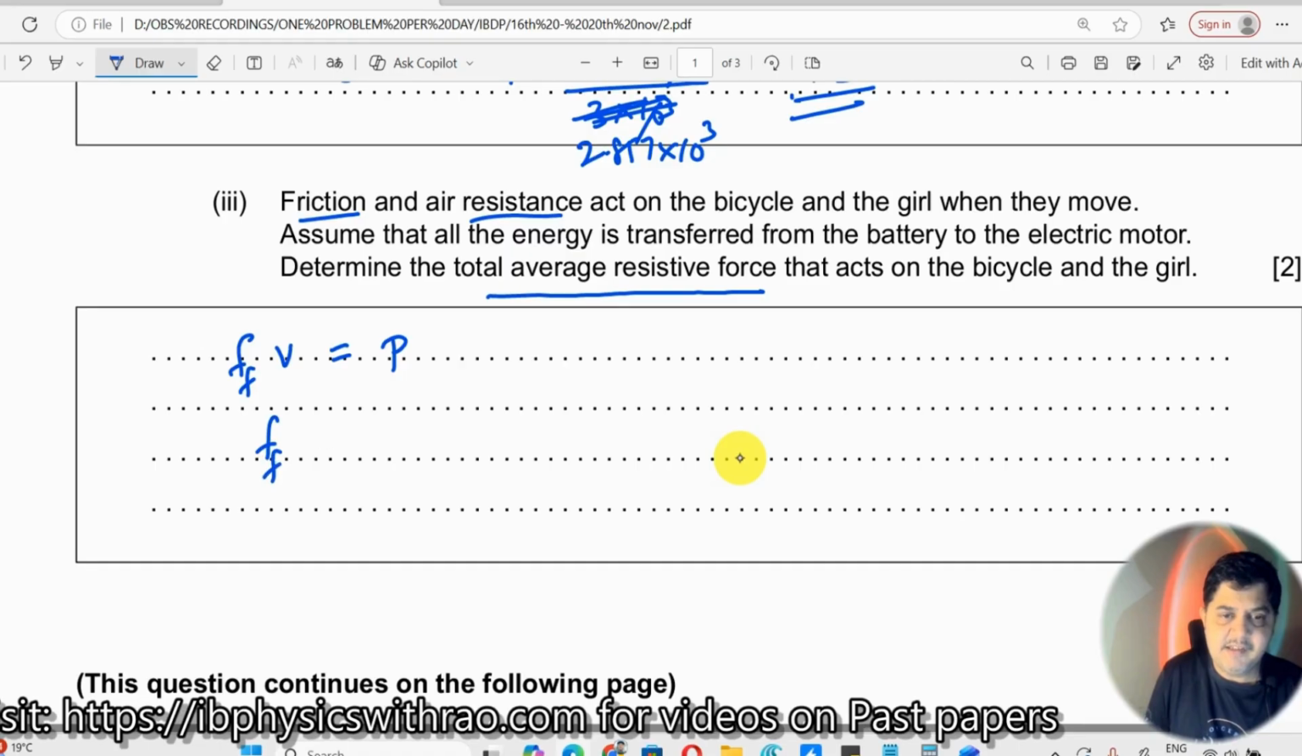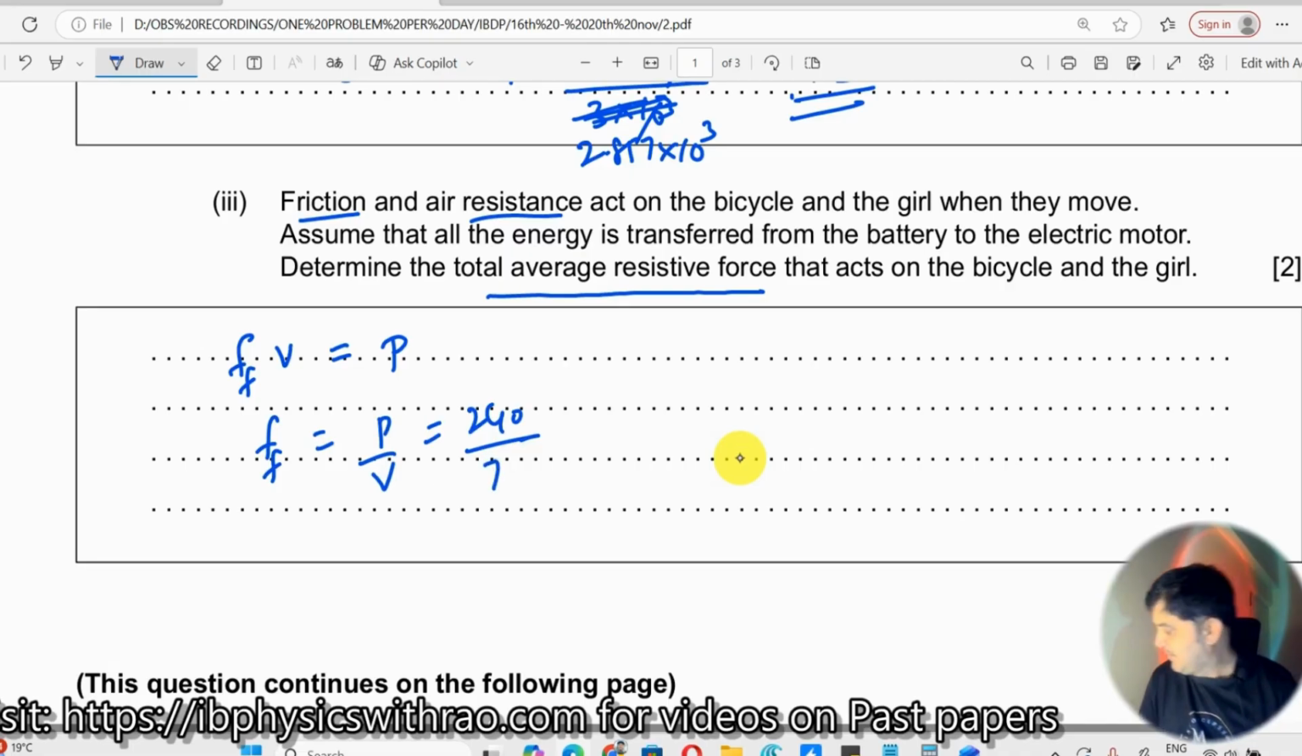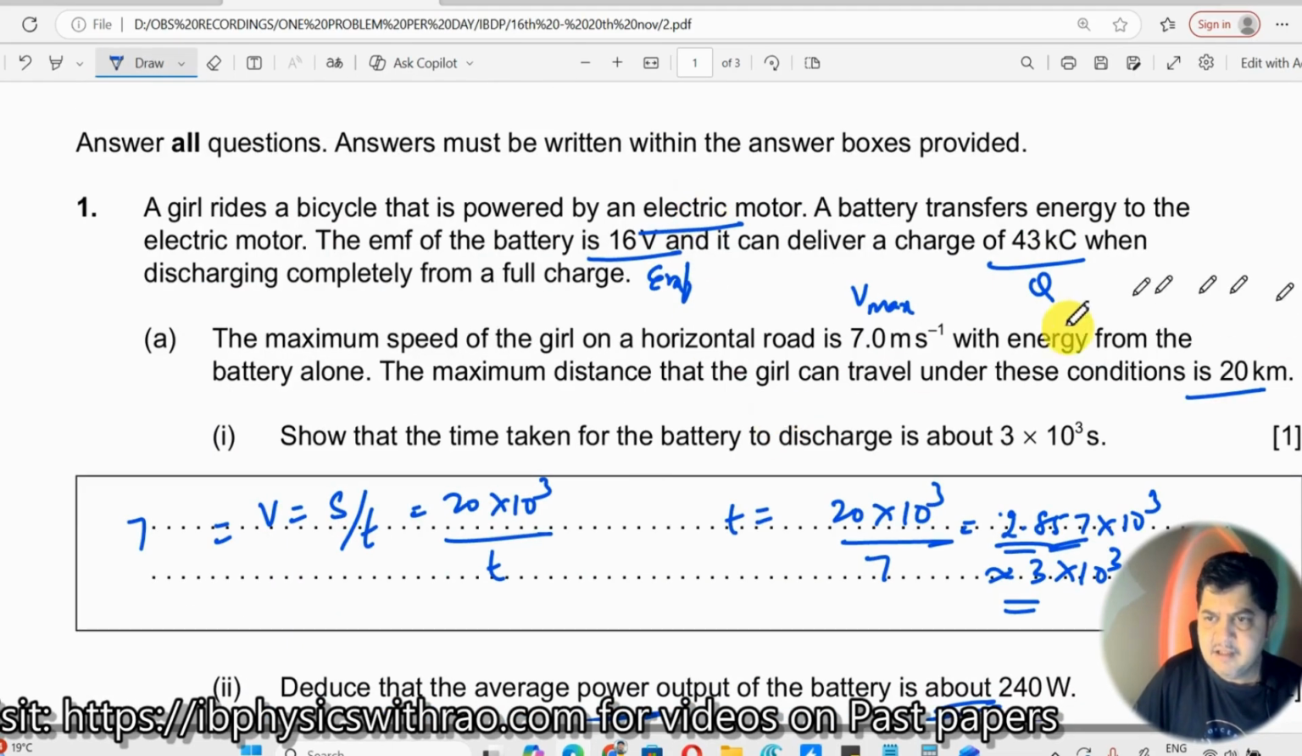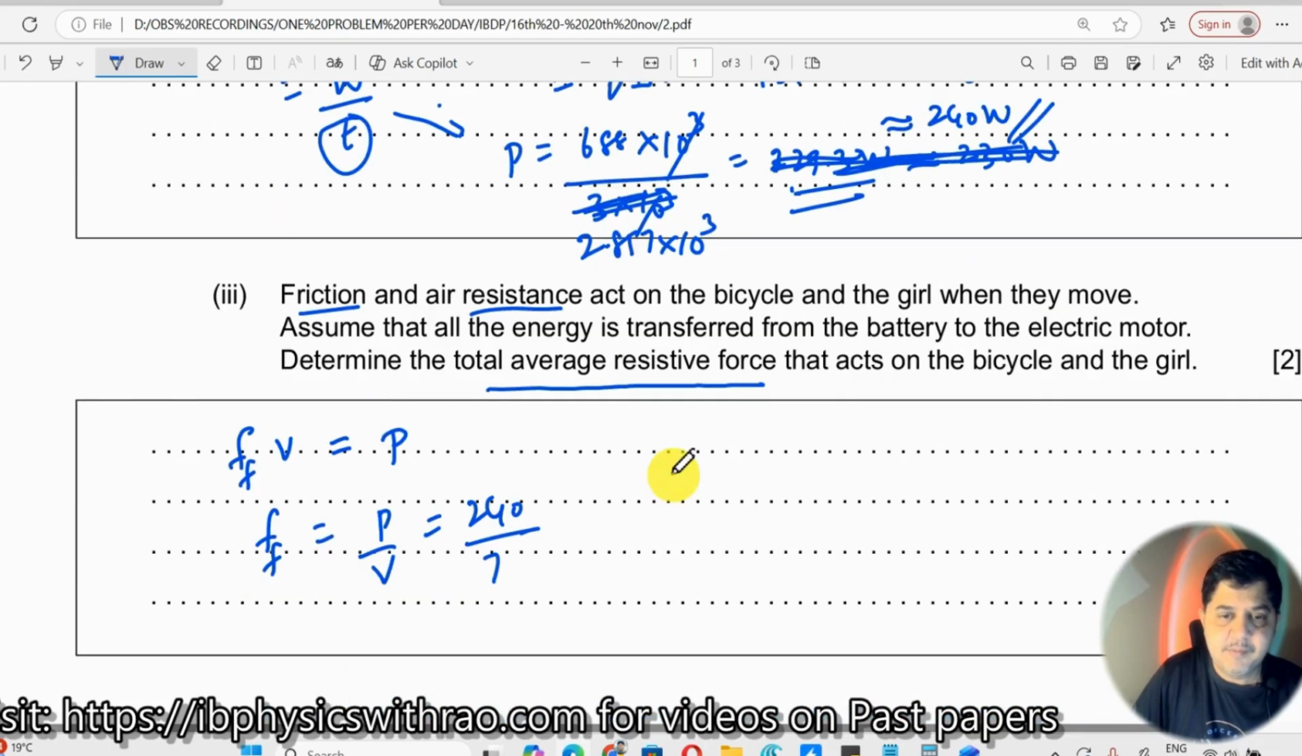So as a result, this F should now be equal to P by V, which is 240 divided by 7. Now wait, this is not 240. 240 is nothing but the power delivered by it, but you see here, the total work done by the battery is not equal to the power. So wait just a minute, let me show you. This should be frictional force.